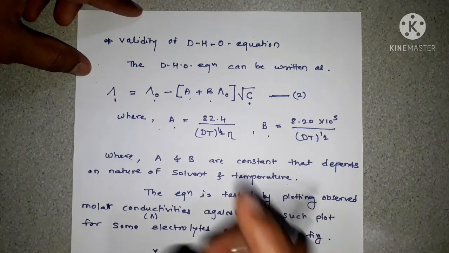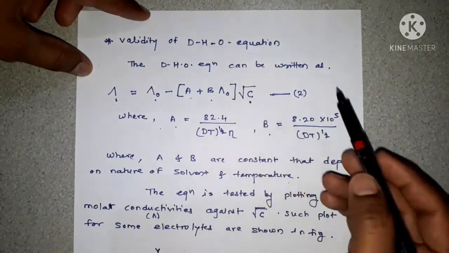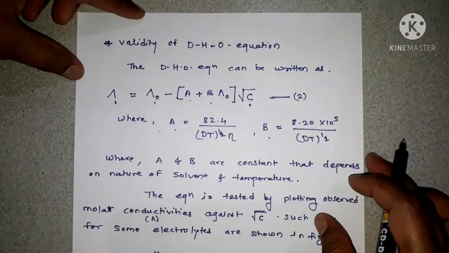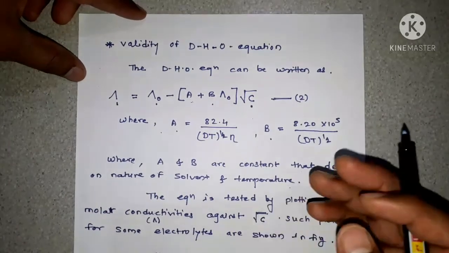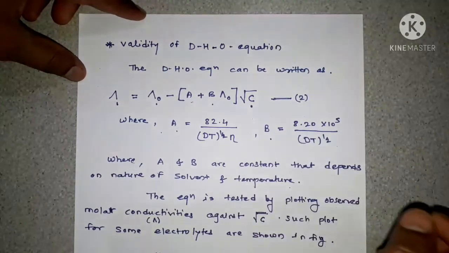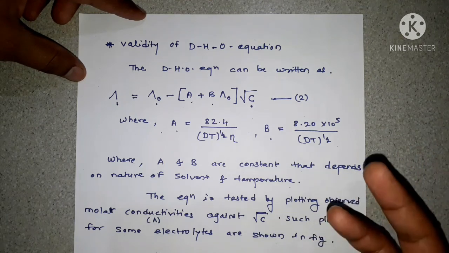Both topics, the Debye-Hückel-Onsager equation and its validity for aqueous solutions of electrolytes, are important. So in the next lecture I will discuss deviation from the Debye-Hückel-Onsager equation. Okay, so thank you.